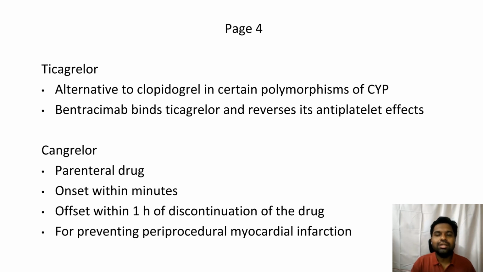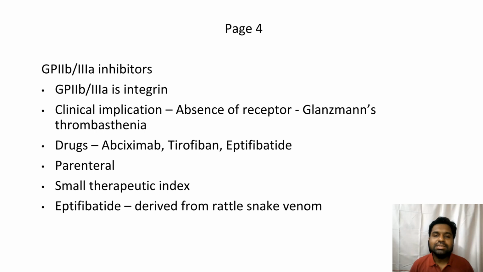Coming to cangrelor, it is a parenteral drug. Its onset is within minutes, and its offset is just 1 hour of discontinuation of drug. Much useful in peri-procedural prevention of MI. GP2B/3A inhibitor. Before going to that, GP2B/3A is an integrin, and its absence could result in a disease called Glanzmann's thrombasthenia. Now, GP2B/3A inhibitors, they are given parenterally and they have got small therapeutic index.